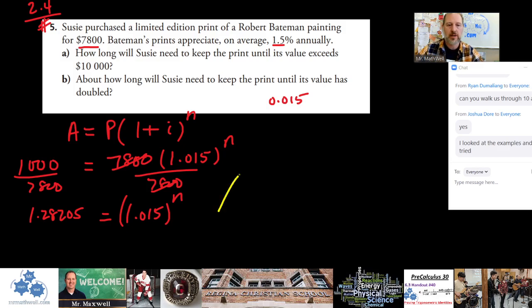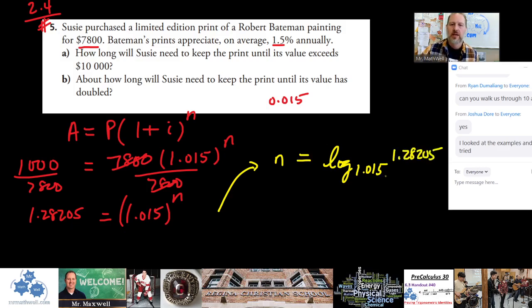So this is the base. So let's go log, the base is 1.015. The exponent is n, so n is going to be what we're equaling over here. And the 1.28205 is this number. So if you can do this on your calculator, this is going to be easy. That's how you solve for n, and that will give you n, the number of years, that it will equal 10,000.